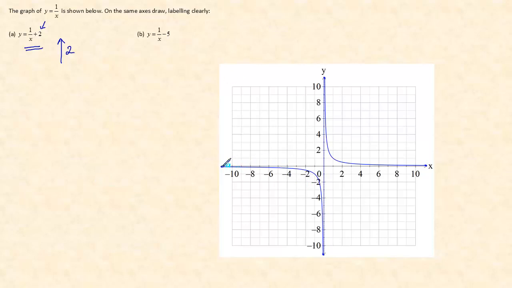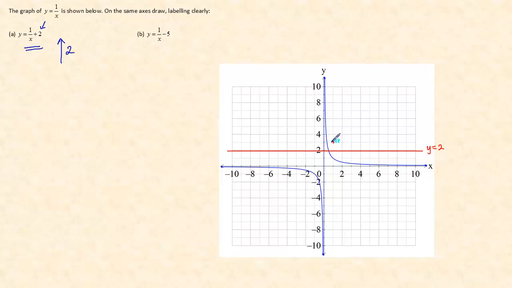Now, we know that the horizontal asymptote here is the x-axis. So if we move 2 units upwards, we'll end up with y equals 2. Then from there, we can draw the curve. So it's going to go through this point here at 1, 3.